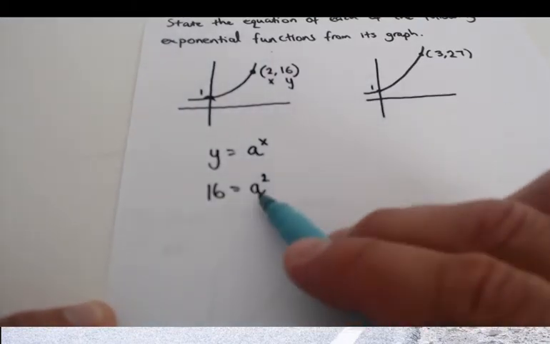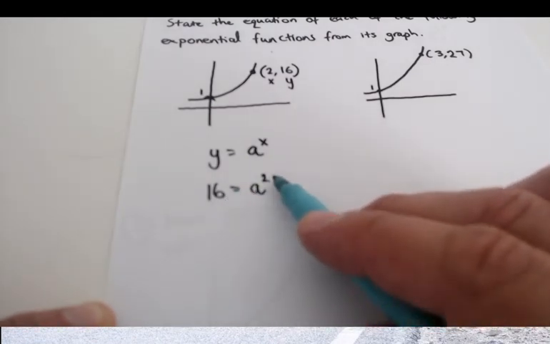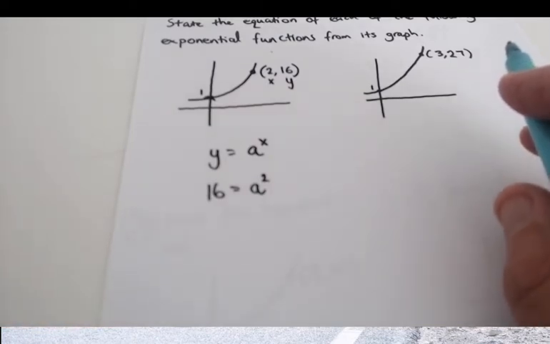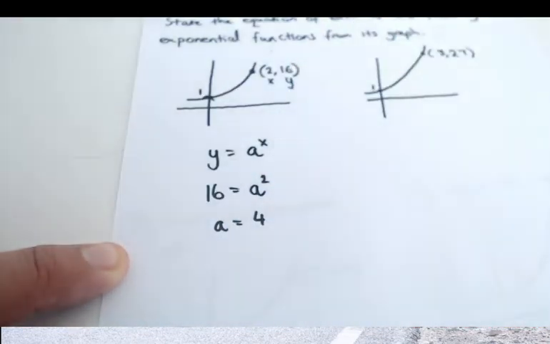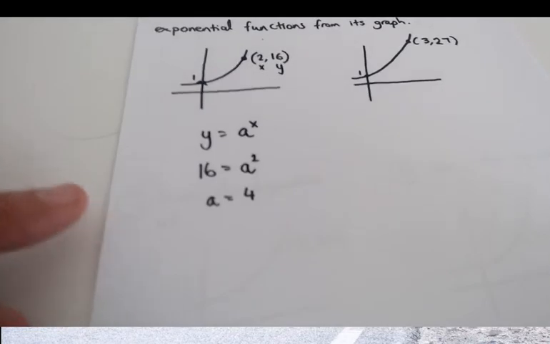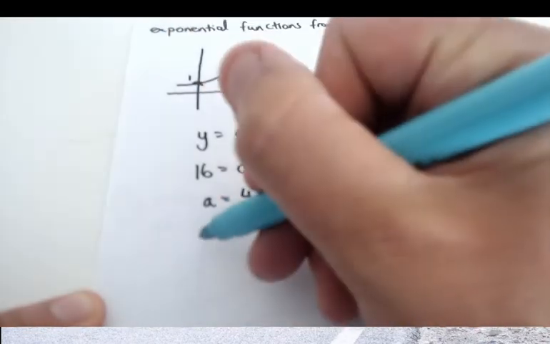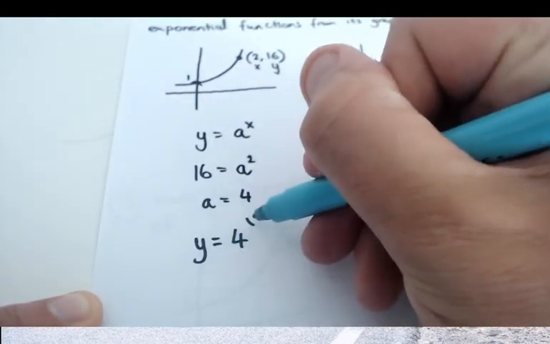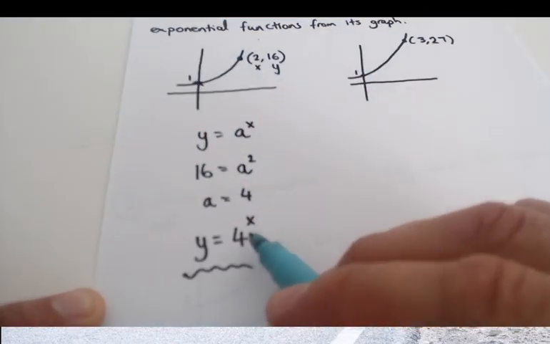Right, something squared makes 16. What number squared makes 16? Anybody? Yes, well done. It is 4. Hope you didn't say 8. Double 8, 16. No, 8 squared, that's 64. So a is 4, which means my exponential function is y equals 4 to the power of x. The whole point of this is to work out this a value here.